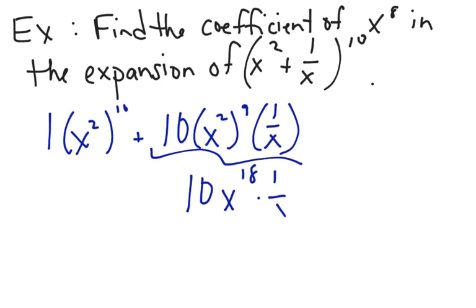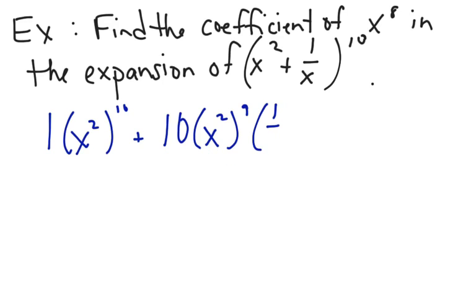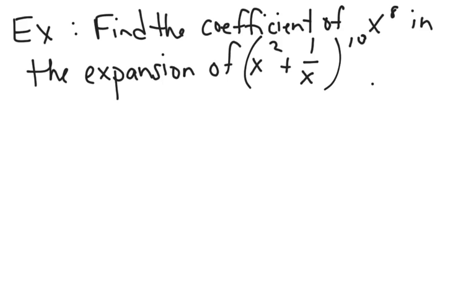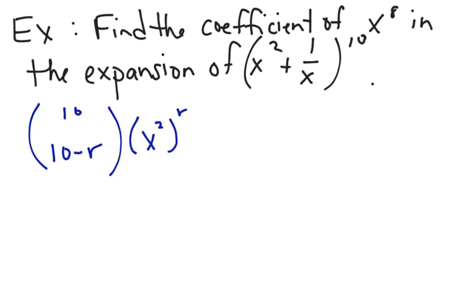Let me get rid of all this for a moment. All right. So we know that n is 10 because we're raising this binomial to the 10th power. What we don't know is r. But we know that the bottom of this combination is going to be 10 minus r. And we know that the x squared is going to be raised to the r power. And we know that the 1 over x is going to be raised to the n minus r power, which in this case is 10 minus r.